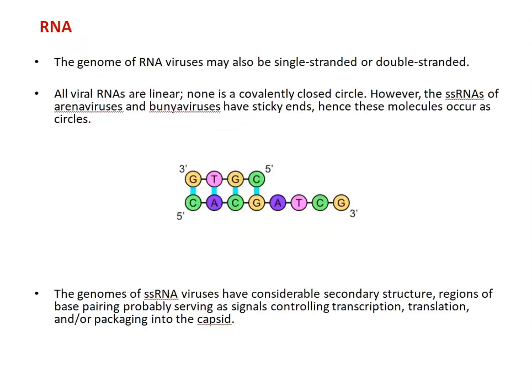Then RNA. The genome of RNA viruses may also be single-stranded or double-stranded. All viral RNAs are linear. However, single-stranded RNAs of some viruses, for example, arenaviruses and bunyaviruses, have sticky ends. So due to the presence of these sticky ends, the molecule can occur as a circle, right? And you can see here what sticky ends are.